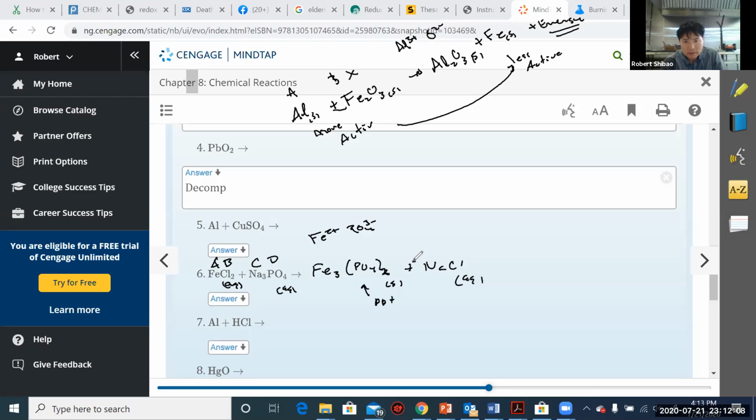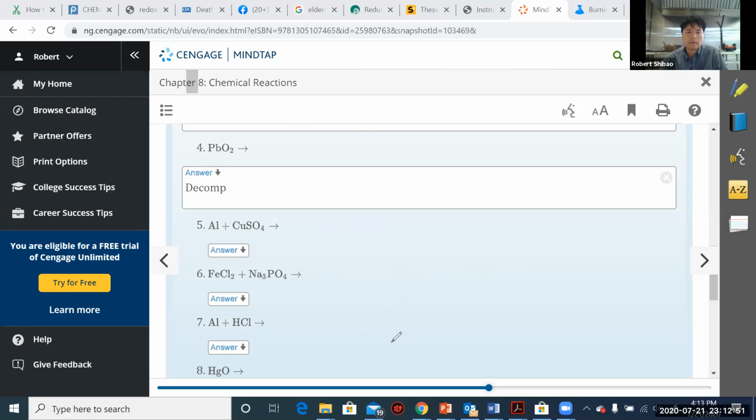Now we have to balance it. We need 3 irons here, so that gives us 6 chlorides. Sorry, this is 6 sodium chlorides. So we get 3 iron, 6 chlorides, 3 iron, 6 chlorides. And over here we have 3 sodiums. Well, we need 6 sodiums, so I'll make that 2. So 6 sodiums and 2 phosphates, 6 sodiums, 2 phosphates. Now we're balanced. And so this precipitation is the driving force for this reaction here. All right. That's that.